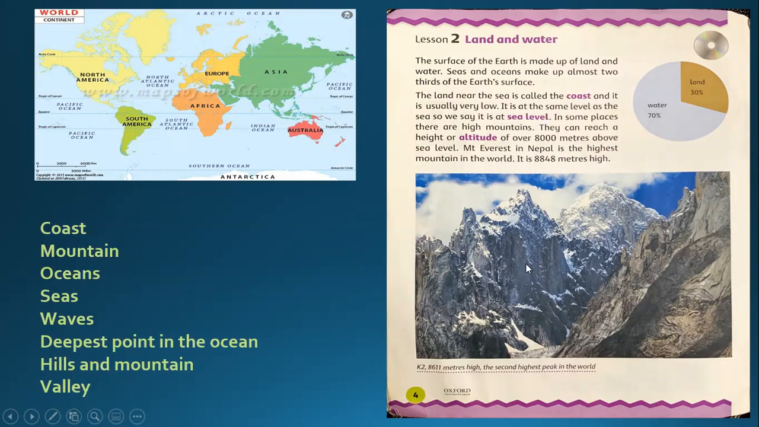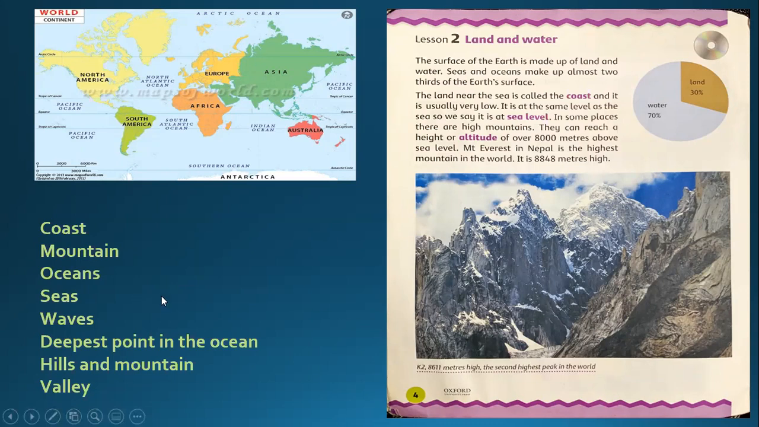Then we see, like here you are all seeing, what we have learned about the mountains. There are very high and steep mountains. The highest mountain is Mount Everest, which is in Nepal, and the second highest peak is K2, which is in Pakistan.